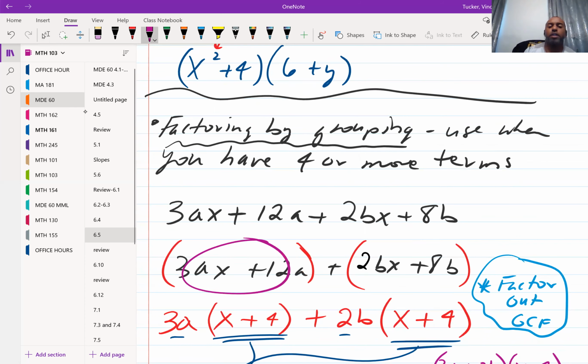So here, I factored out 3a. It was a 3 and an a that was in common with both terms. And that left me with x plus 4 in my parentheses. Here, I factored out 2b from each term. And that left me with x plus 4 in the parentheses.